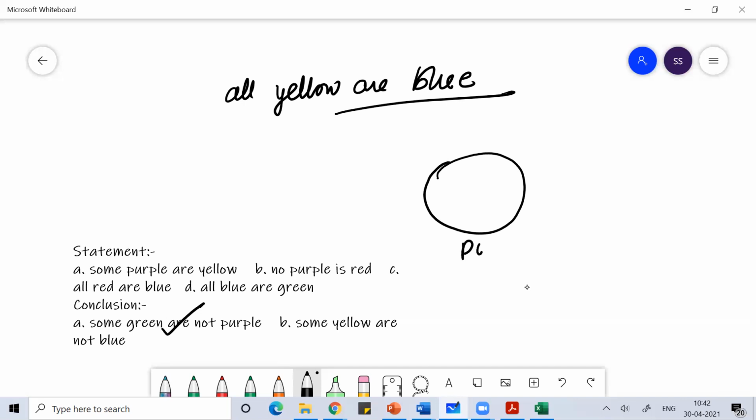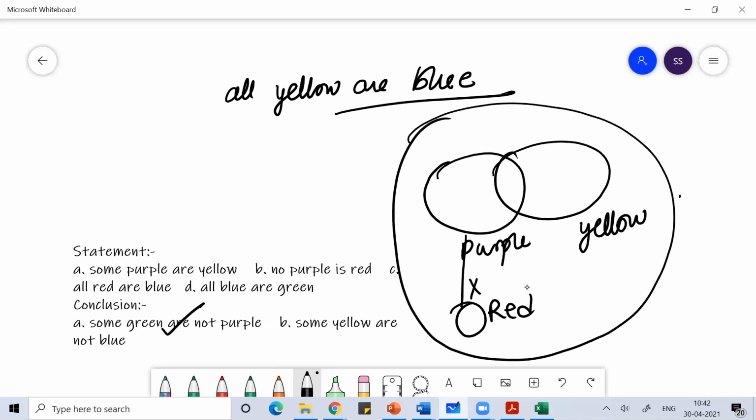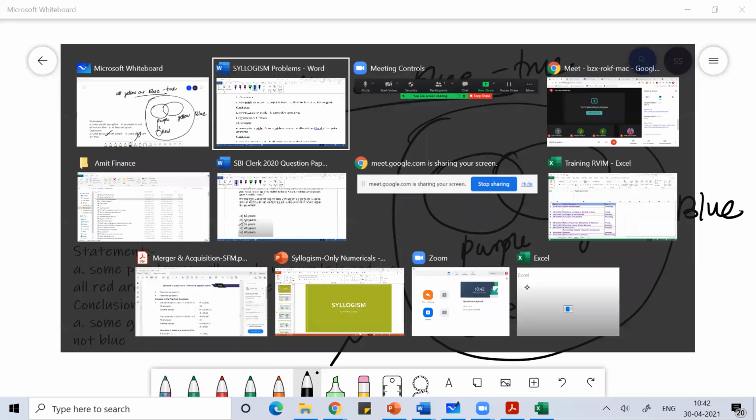This is purple, then yellow. All yellow are blue. Yeah, it can be blue. This is purple, this is yellow, and no purple is red, and all red are blue. So it means all yellow are blue. If all yellow are blue is true, then some yellow are not blue is false. The answer for that would be option B.